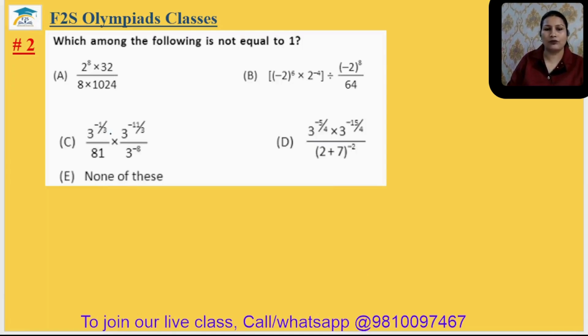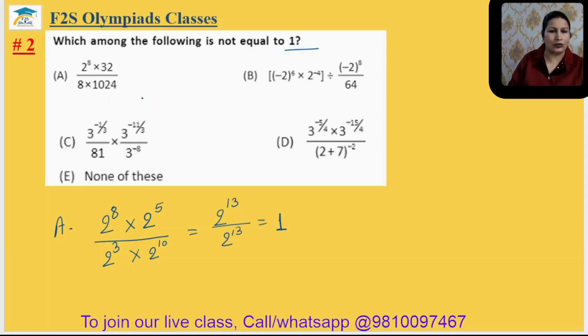Come to the question number 2. Which among the following is not equal to 1? So let's solve the question. Option number A, 2 to the power 8 multiply by, we can write 32 as 2 to the power 5. Now 8 can be written as 2 to the power 3 multiply by 1024 can be written as 2 to the power 10. So now bases are same, exponents will be added. So 2 to the power 13 upon 2 to the power 13, that is equal to 1. So A cannot be the answer.